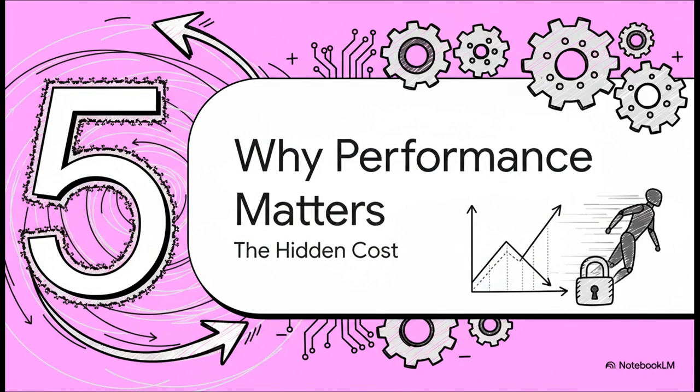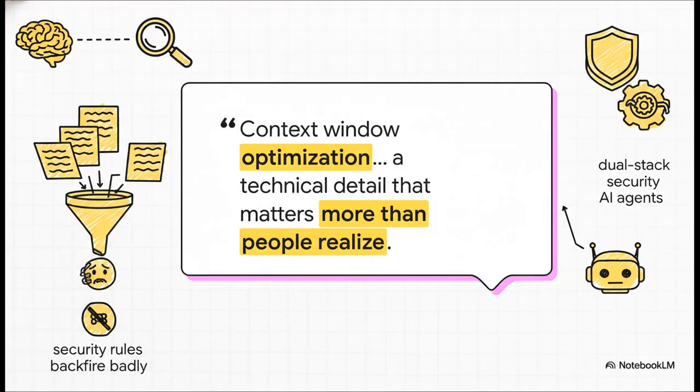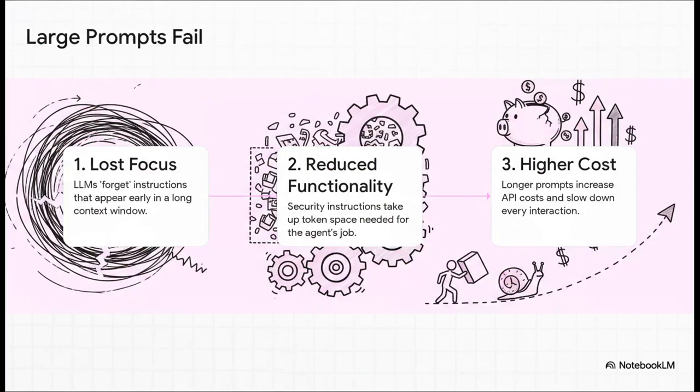All right, let's switch gears to a topic that people often overlook, but is absolutely crucial: performance. Because, believe it or not, there is a hidden cost to AI security. I love this quote from Alex Polyakov because it zeroes in on a subtle but hugely important technical detail: context window optimization. See, it's really easy to just throw a bunch of security rules into a prompt and call it a day, but that simple approach can backfire badly. Here's exactly why just stuffing security rules into a giant prompt is such a terrible idea.